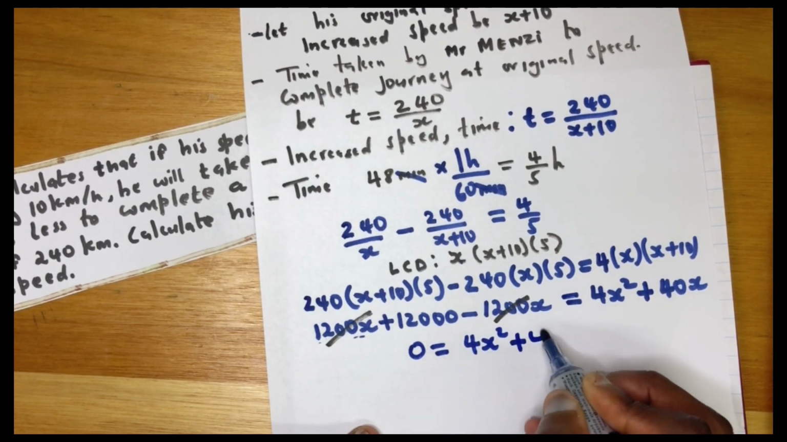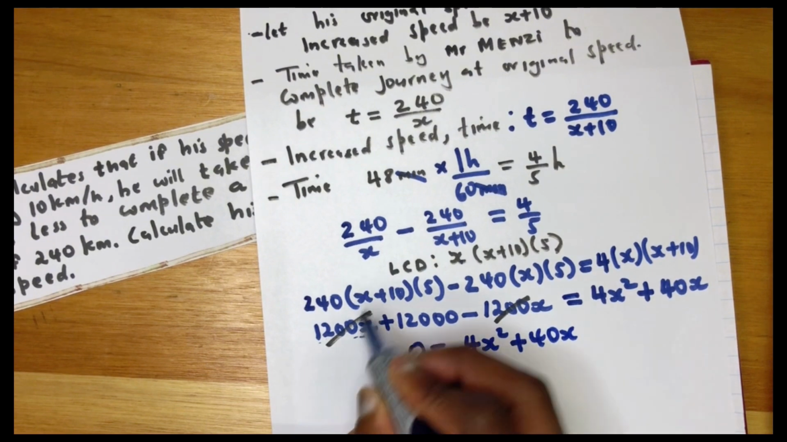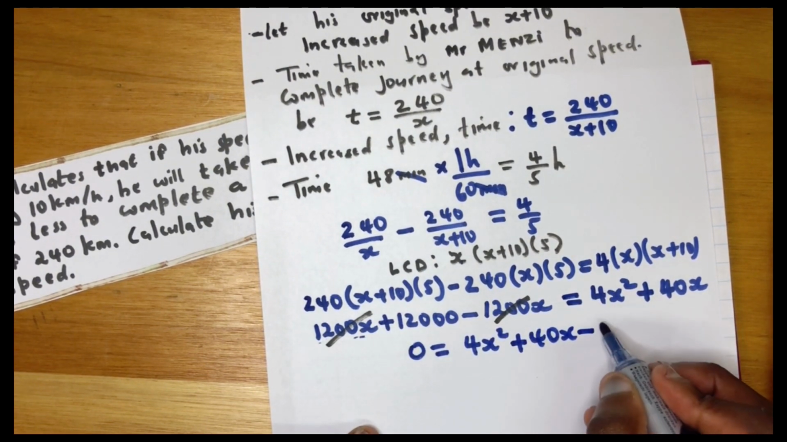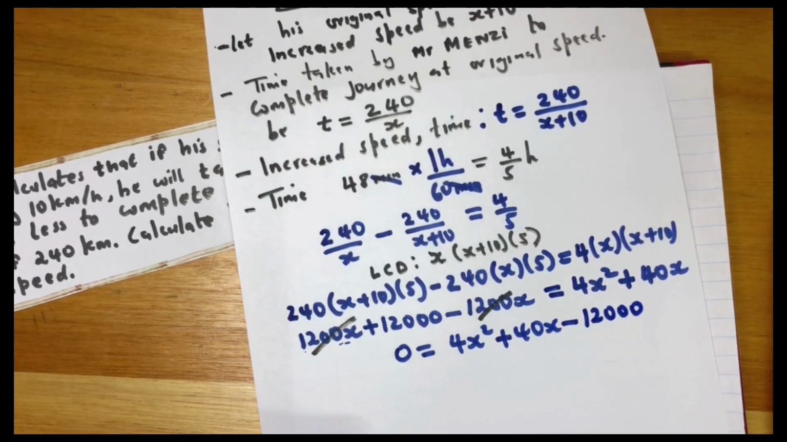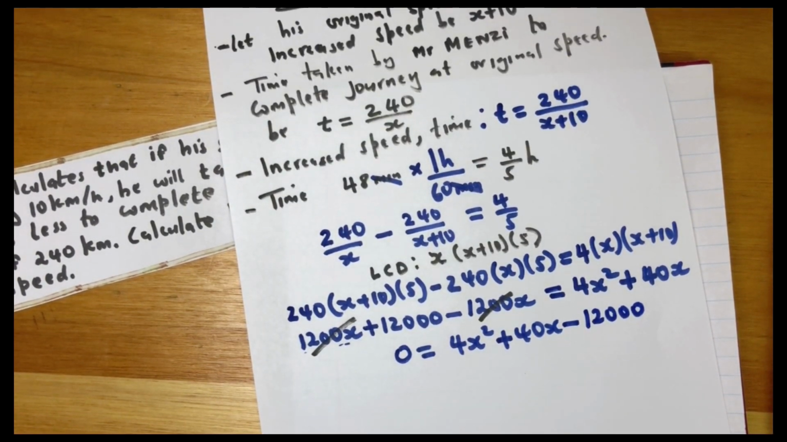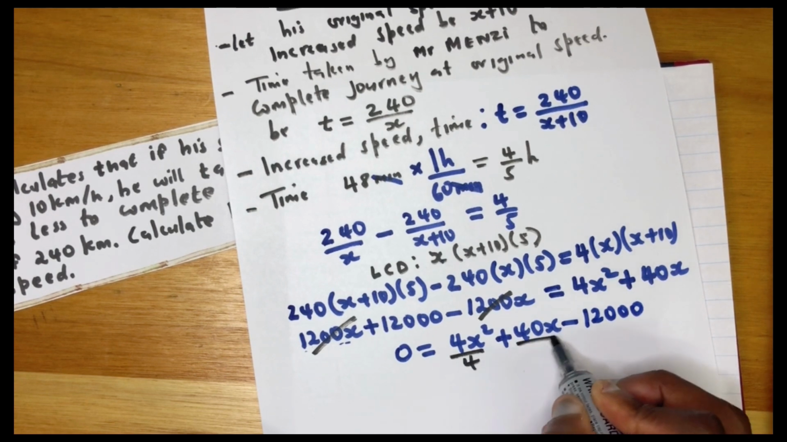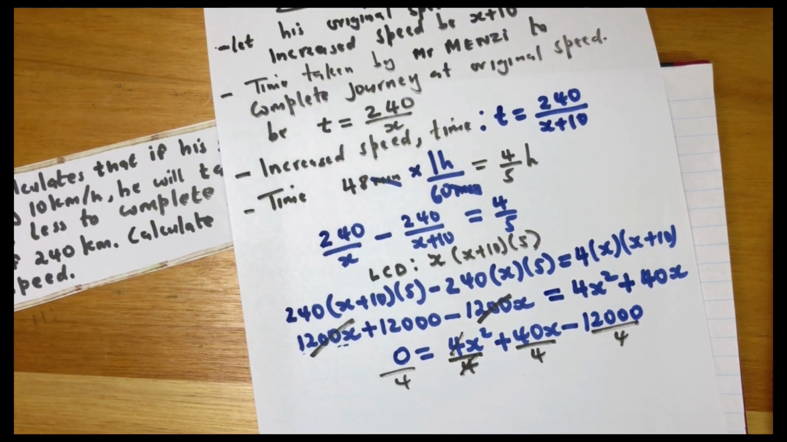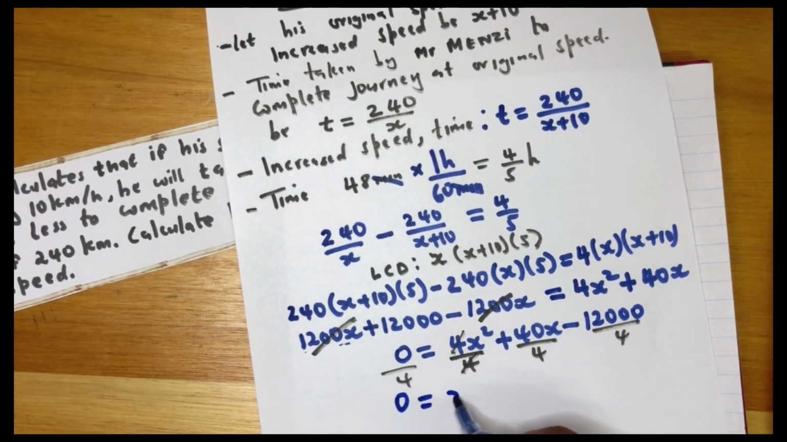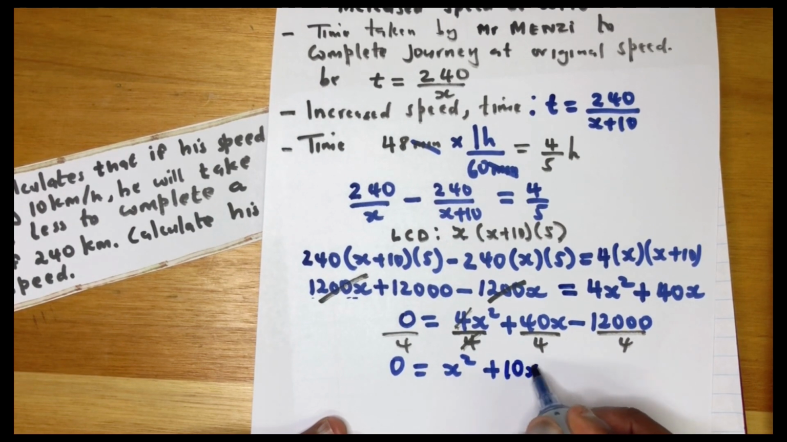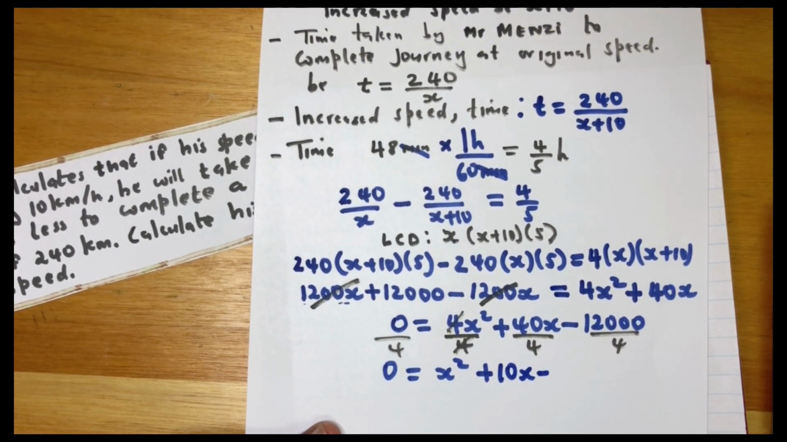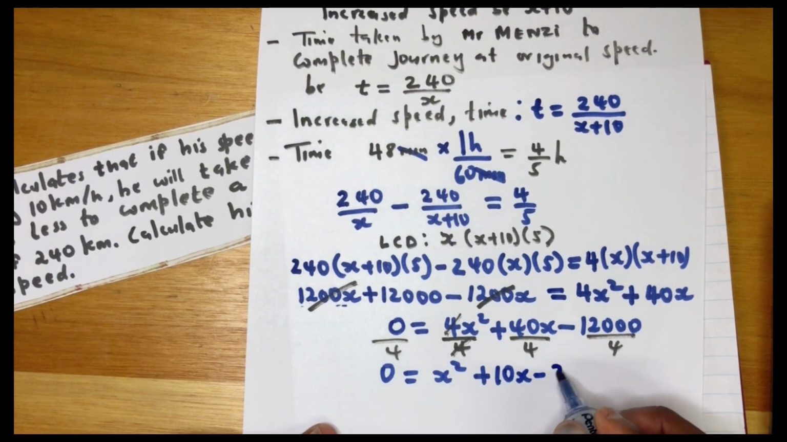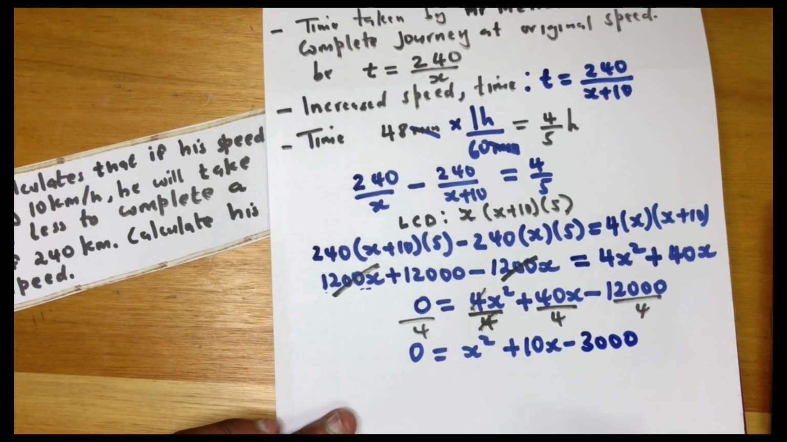squared plus 40x. This one, if I transpose, the sign is going to change to become minus 12,000. Now we have 4 guys, I can simplify by dividing by 4. So 4, this cancels out. Now we have 0 equals x squared plus 40 divided by 4, what do we get? We get 10x, minus 12,000 divided by 4, we get minus 3,000.